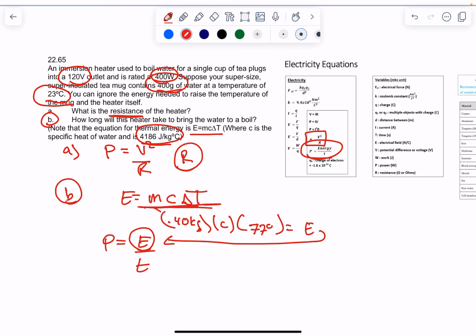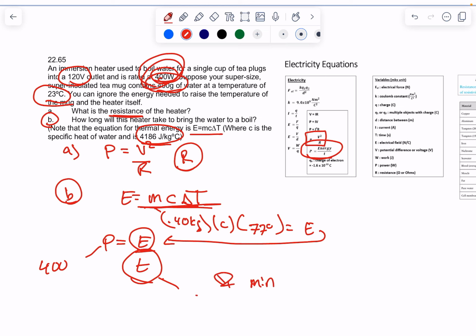And then I knew the power was 400 watts. So if this is 400, I can then solve for the time. I did, by the way, convert to minutes, because of course you're going to get the answer in seconds, but it's quite a few seconds, so you may want to divide by 60 to get to minutes.